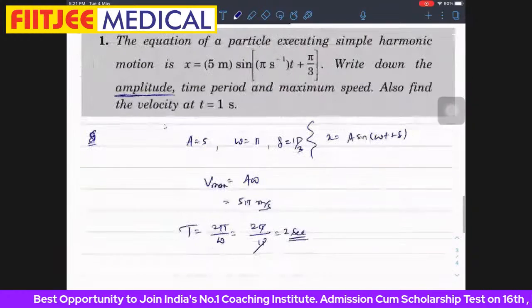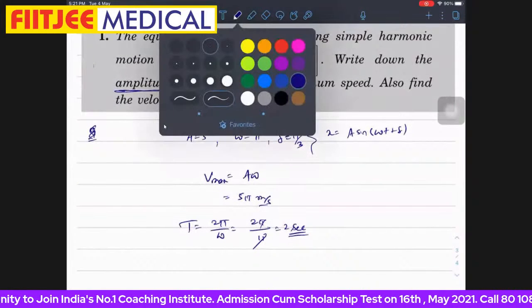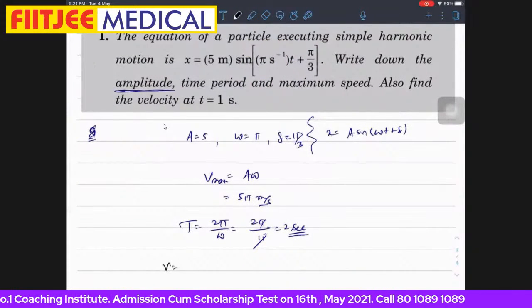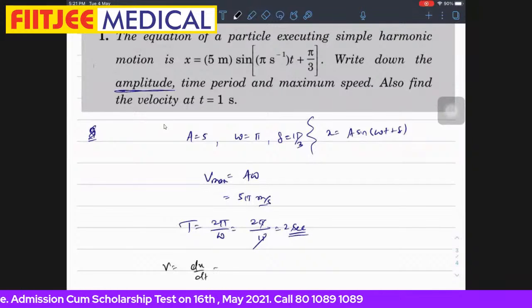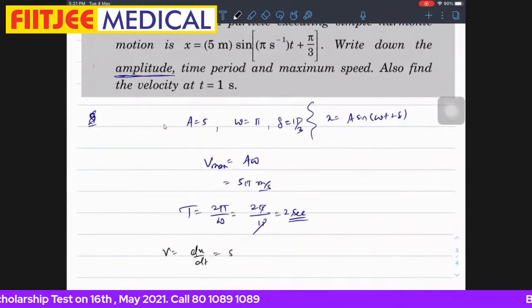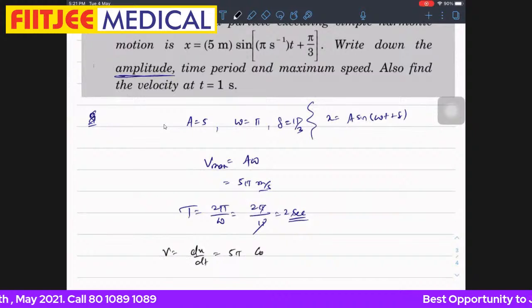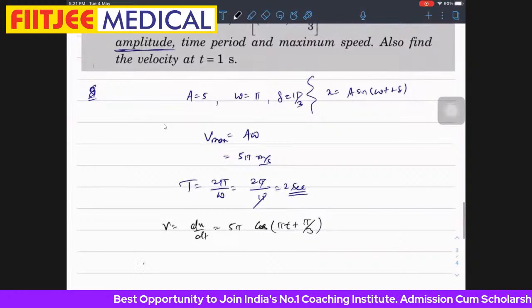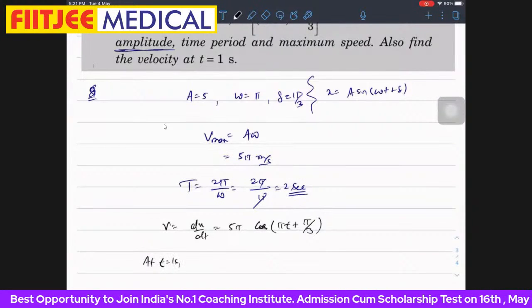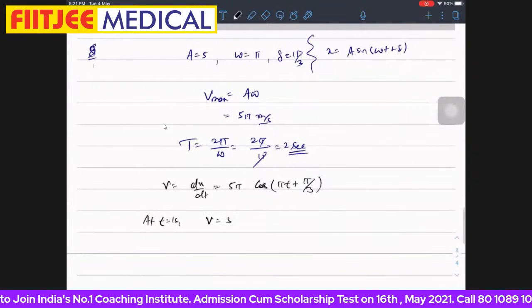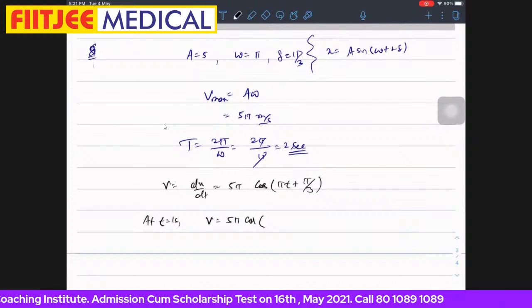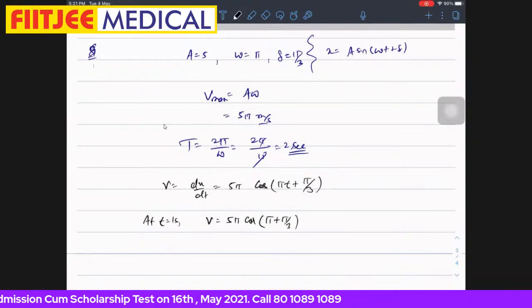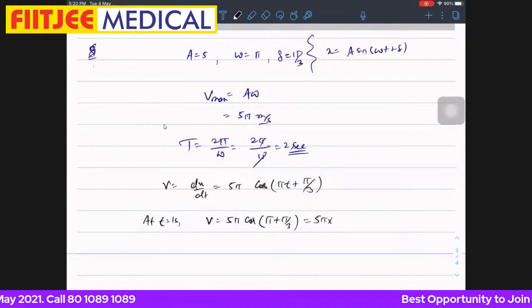So if you know the position equation, for velocity what can we write? v I can write as dx/dt. So this equation will become how much? 5π cos(πt + π/3). So at t equals 1 second, v will become how much? 5π cos(π + π/3). So this will become 5π cos(4π/3).